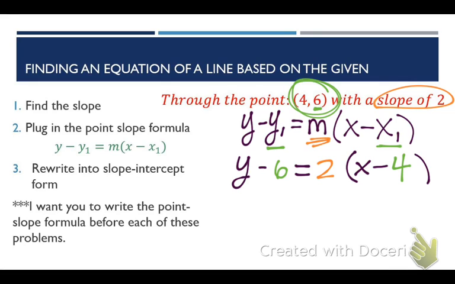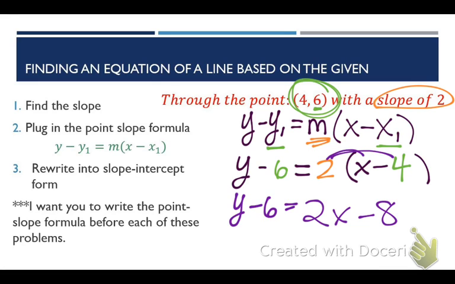In order to do that, we need to get y by itself. In order to do even that, what do you think we have to do next? Distribute. We want to distribute first before we add. So we're going to distribute the 2. 2 times x is 2x. 2 times negative 4 is negative 8. Now add your 6. So y equals 2x minus 2.